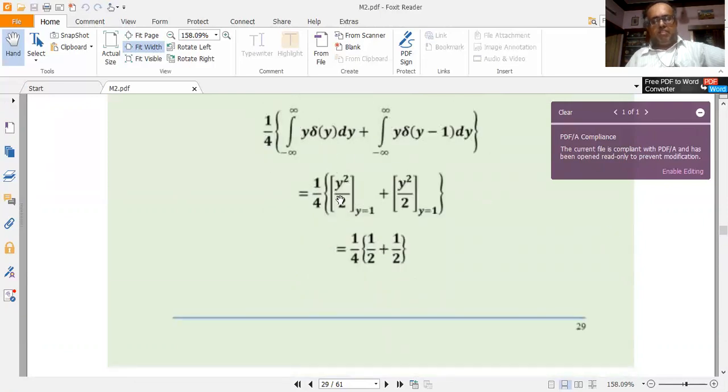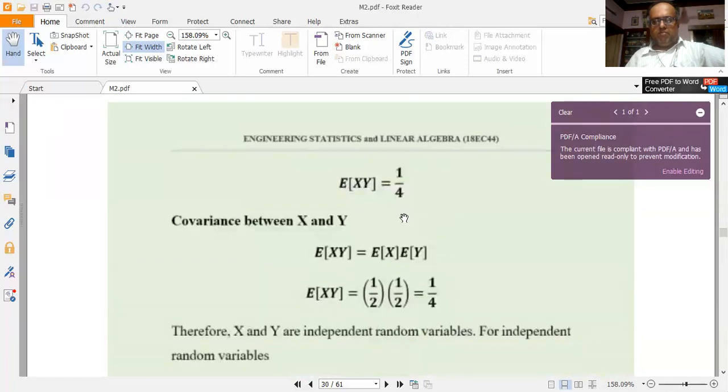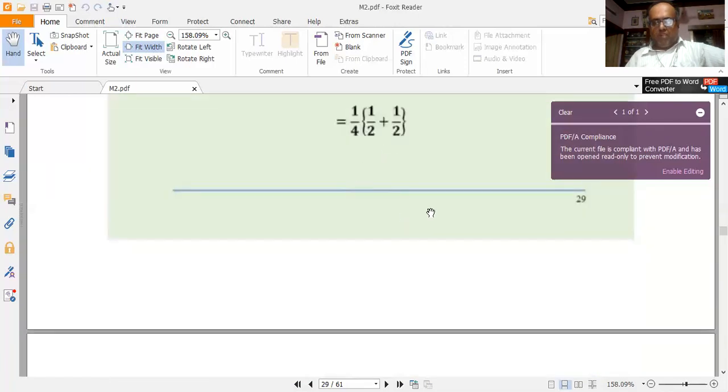Delta of y exists in the integration of this. This can be integrated using many methods. I shall follow one method. So this is equal to 1 by 4 into y squared by 2 evaluated at y equal to 1, plus y squared by 2 evaluated at y equal to 1. This is equal to 1 by 4 into 1 squared by 2 plus 1 squared by 2, which gives me 1 by 4 into 1, which is equal to 1 by 4.